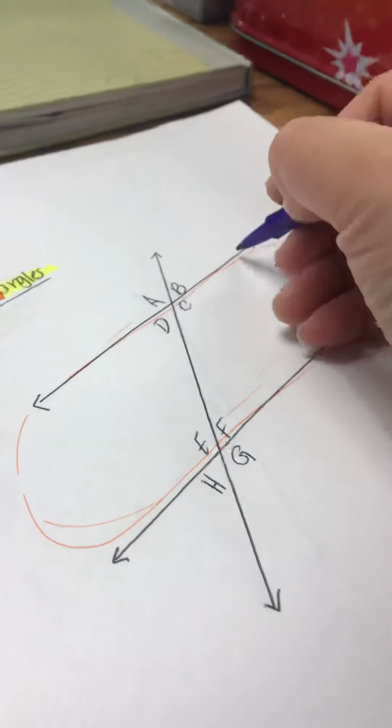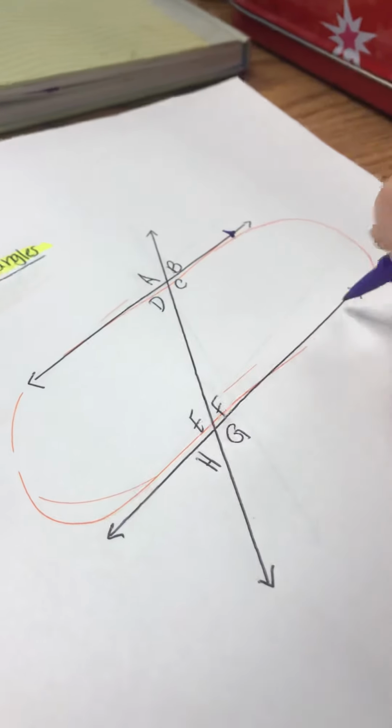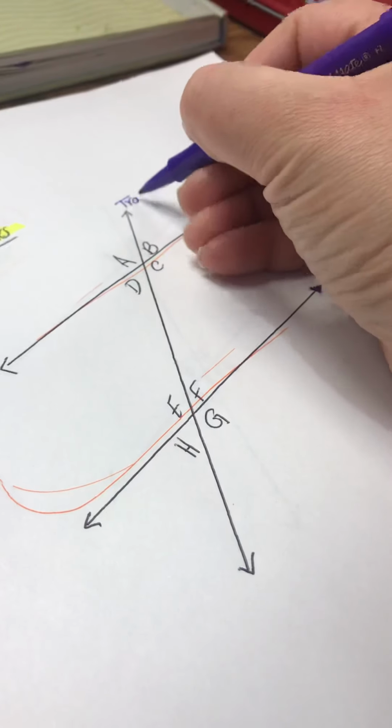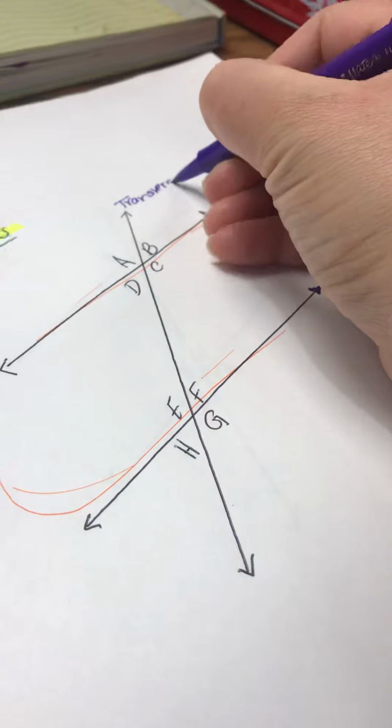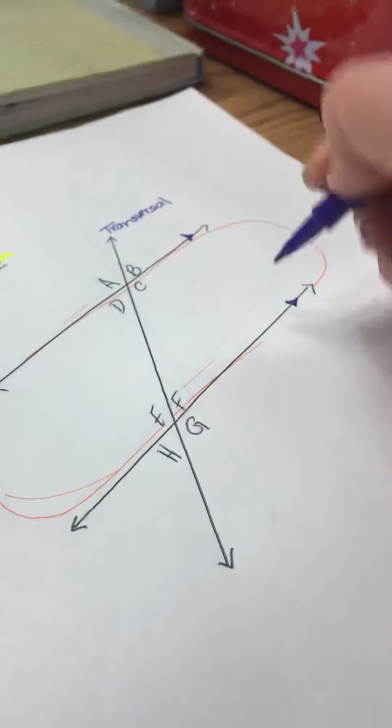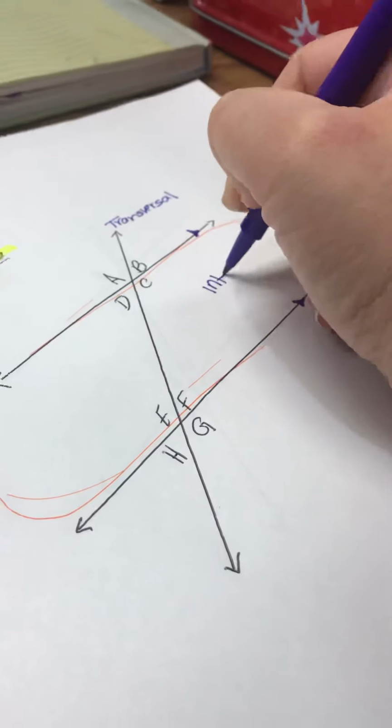So here we are. We have, again, two parallel lines cut by a line called a transversal. And let's look at the inside, okay? The inside is called interior.